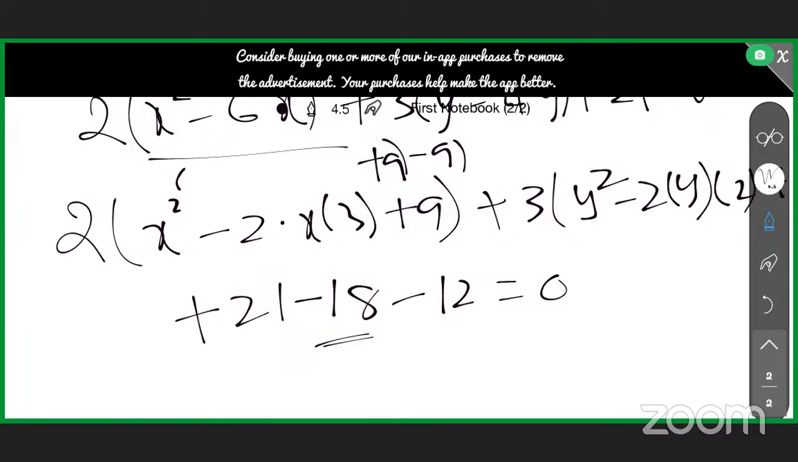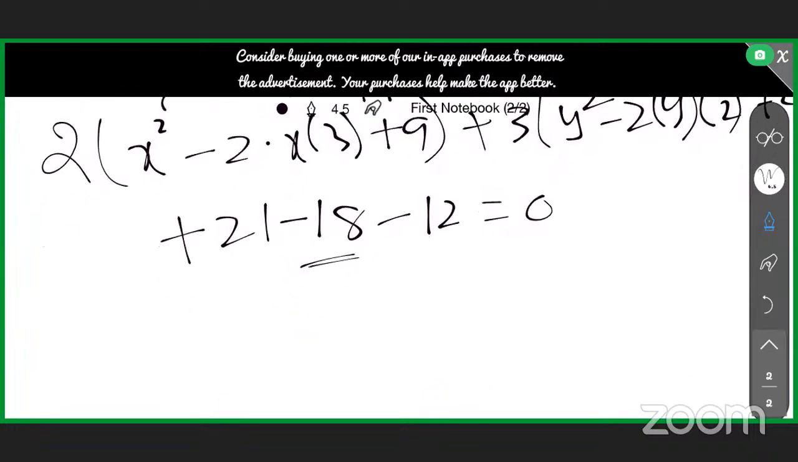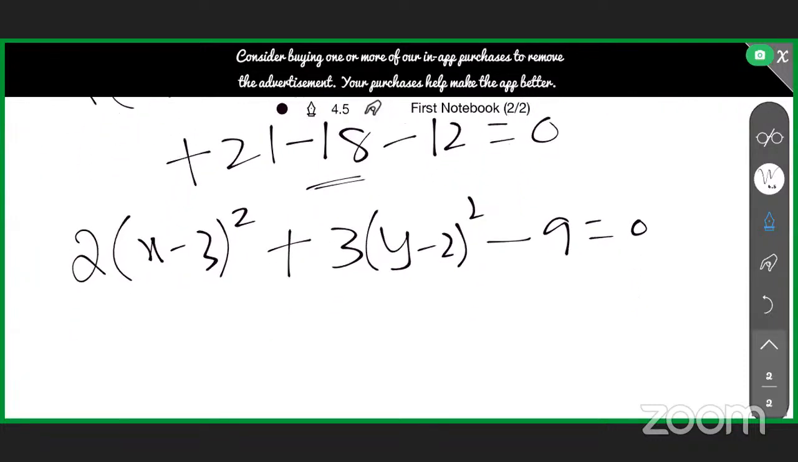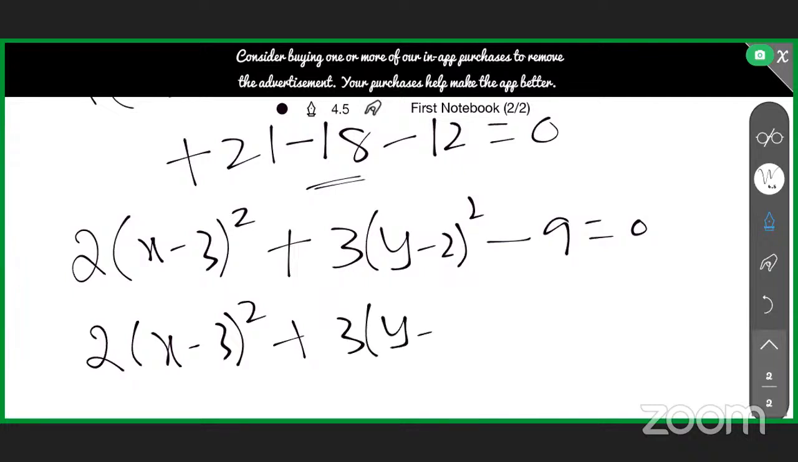Yes, sir, I understood now. If you look carefully, the equation becomes x minus 3 whole square, correct? Plus 3 into y minus 2 whole square, and then it will become minus. That is equal to 18 plus 2, 20, plus 10, 30, minus 9, that is minus 9 is equal to 0. So I simplify this equation: 2 into x minus 3 whole square plus 3 into y minus 2 whole square is equal to 9.